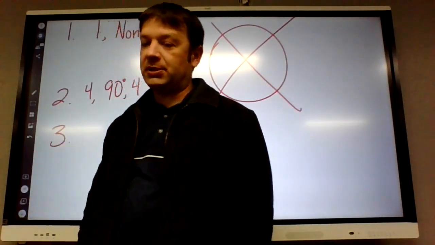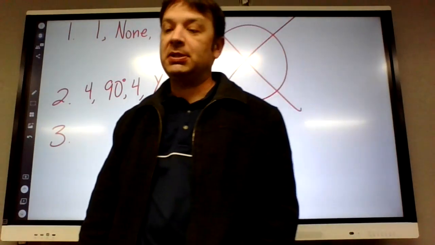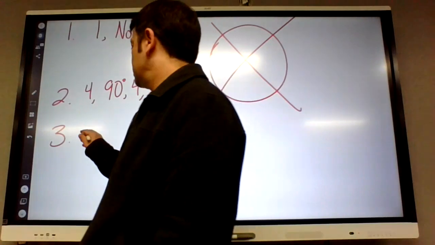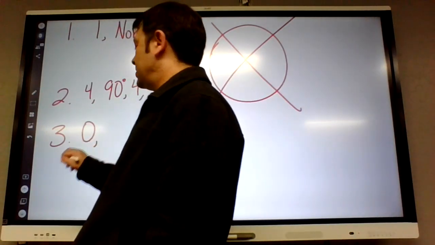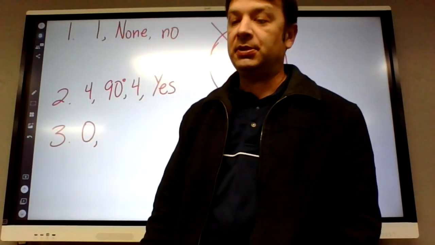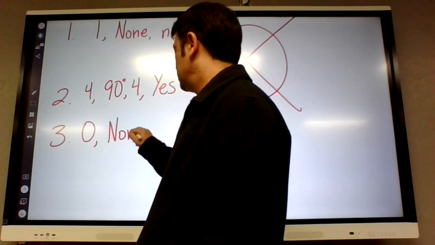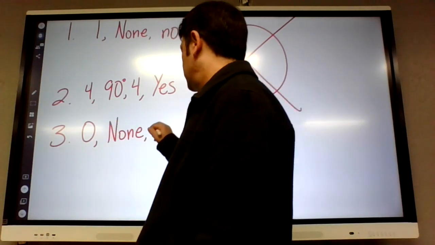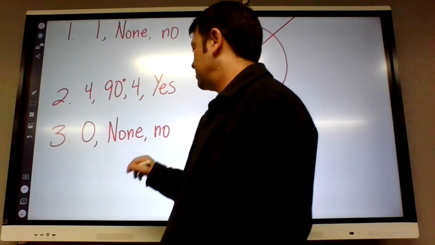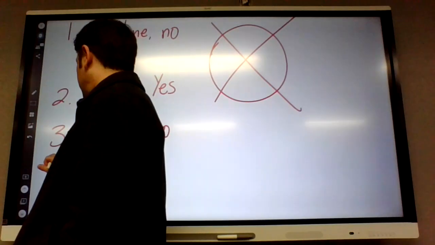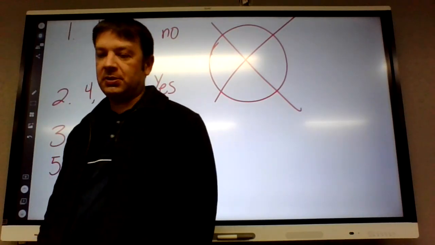Number 3. Puzzle piece. Does it have any lines of symmetry? No. So let's put 0. Does it have rotational symmetry? Nope. Does it have point symmetry? No. If it doesn't have rotational symmetry, there's no way it can have point symmetry.